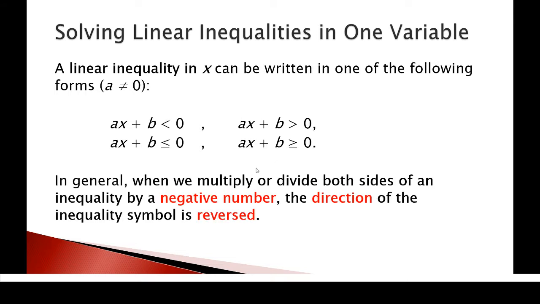Generally, remember, if you multiply or divide both sides of an inequality by a negative number, then the direction of the inequality symbol will change. Think, if you multiply this by -1, the sign will change to this one. The sign will change.